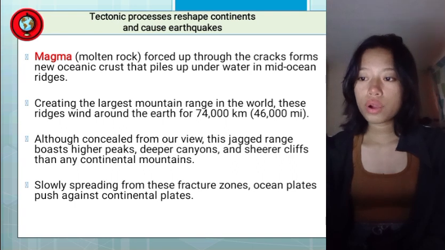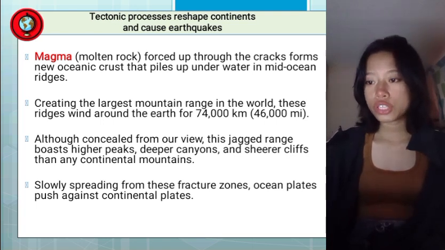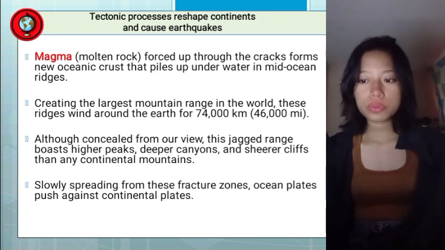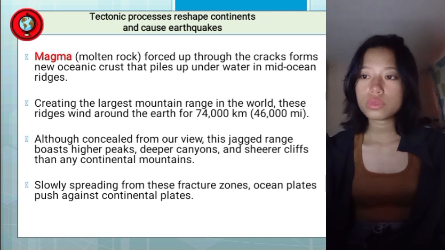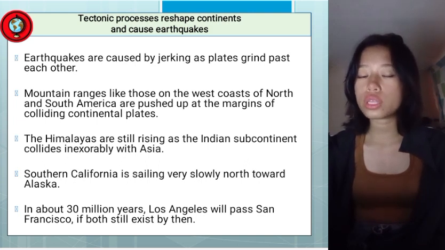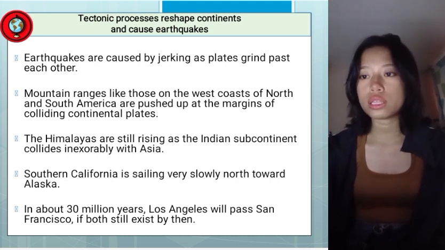Although concealed from our view, this jagged range boasts higher peaks, deeper canyons, and sheer cliffs than any continental mountains. Slowly spreading from these fracture zones, ocean plates push against continental plates. Earthquakes are caused by jerking plates grinding past each other, and mountain ranges like those on the west coast of North and South America are pushed up at the margins of colliding continental plates.